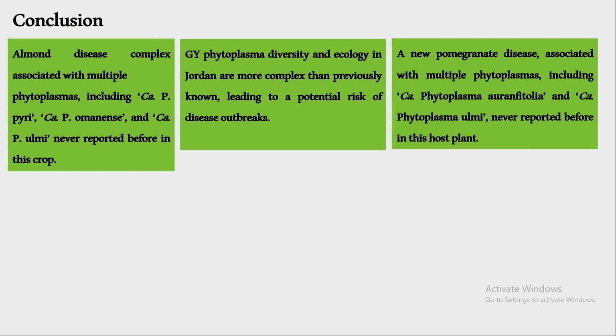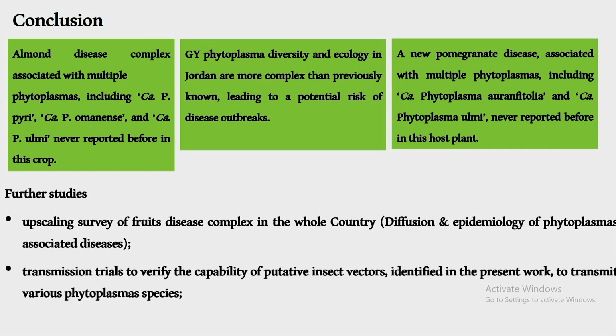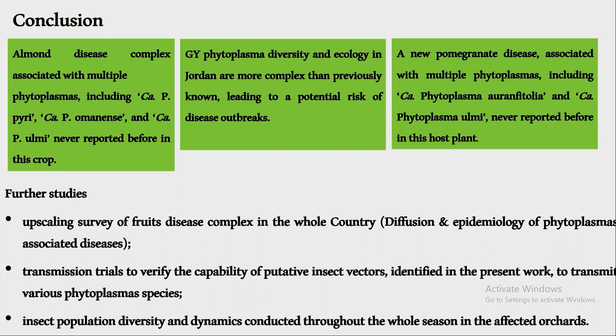host plant. And we concluded that further studies are essential and should include an upscaling survey of fruit tree disease complex in the whole country in terms of diffusion and epidemiology. Also, we have to conduct transmission trials to identify which vectors are capable and which are just putative, and also their capabilities to transmit the identified phytoplasma species. And also, insect population dynamics and diversity through the whole season must be studied.